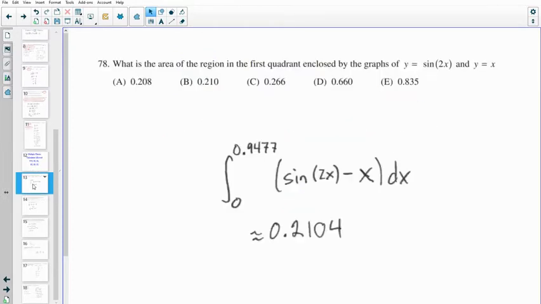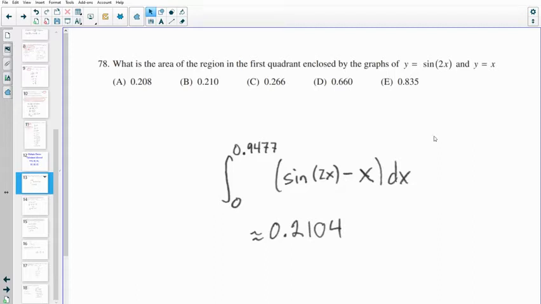Starting with number 78. 78 is asking what is the area of the region in the first quadrant. In the first quadrant is key here because that tells us we're starting at 0. And this is where we're really conscious of the fact that we're using a calculator. Graph this on your calculator. Make sure your calculator is in radian mode. They usually don't put that as one of the gotcha options where if your calculator's in degree mode, it just won't make any sense. It probably wouldn't be one of the options that's here. But make sure your calculator's in radian mode regardless, and keep it there for the entire test.